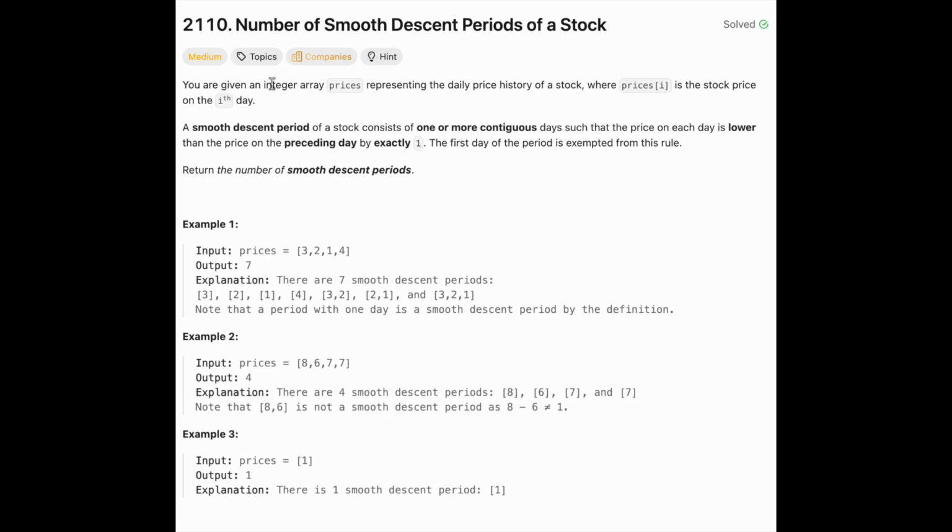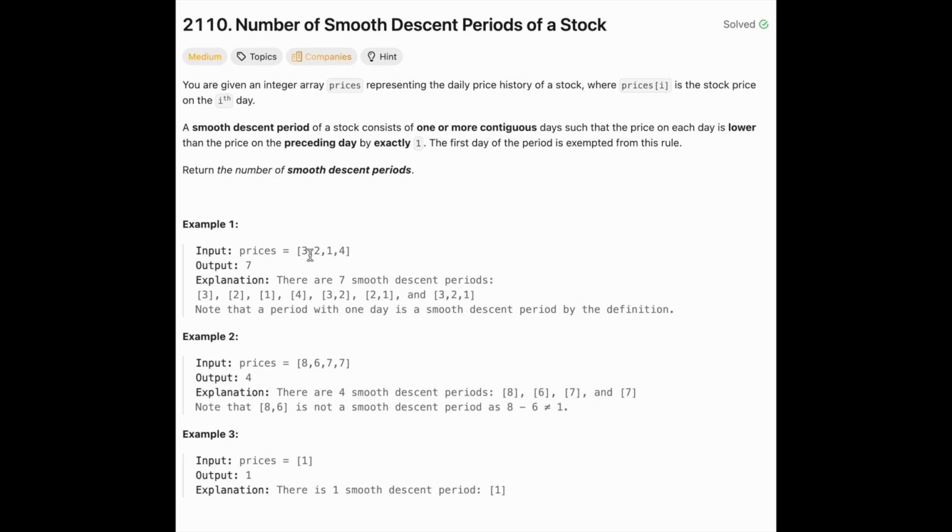Today we are solving number of smooth descent periods of a stock. We are given an integer array prices that represents the daily price history of a stock, and we want to return the number of smooth descent periods. A smooth descent period is a stretch of one or more contiguous days where the price on each day is lower than the previous day by exactly one. The first day of the period is exempted from this rule, meaning that if a day is on its own, it is also considered a smooth descent period.